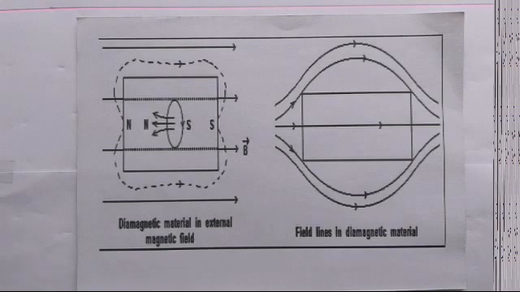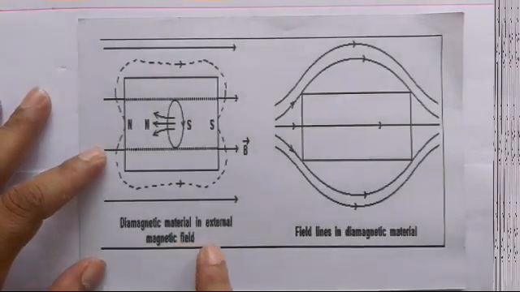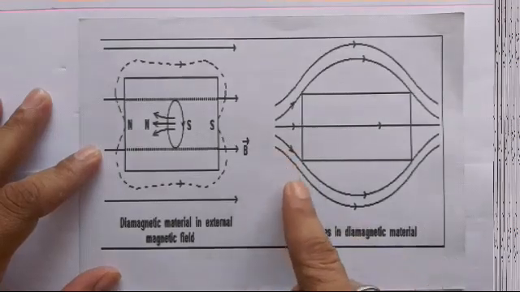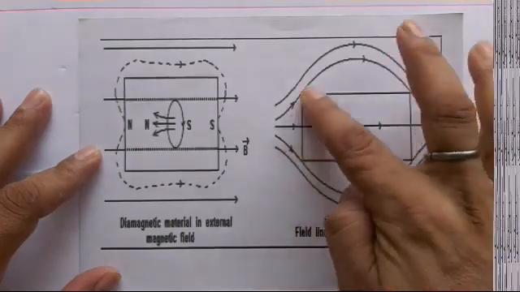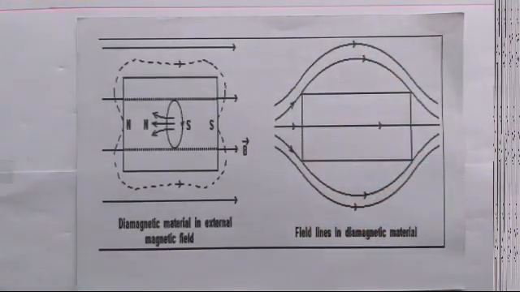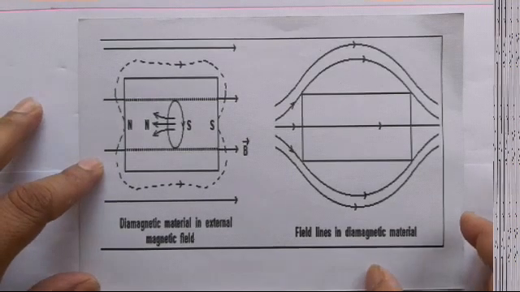Here we have a diamagnetic material in an external magnetic field, and this is what happens to the field lines. They are getting repelled, they are getting far away from the material. This is because they have all electrons paired.